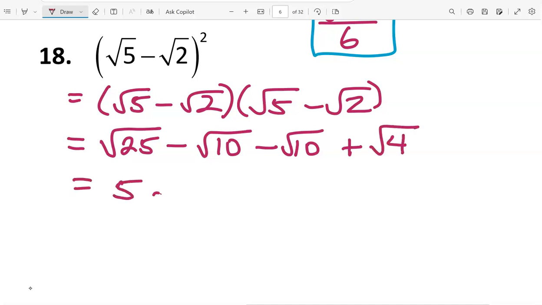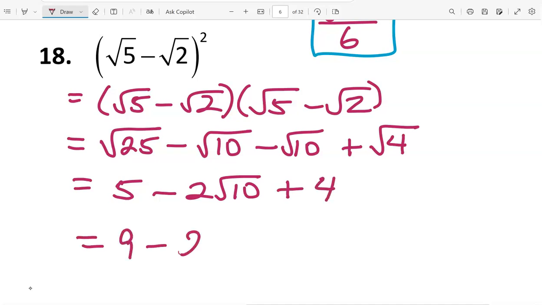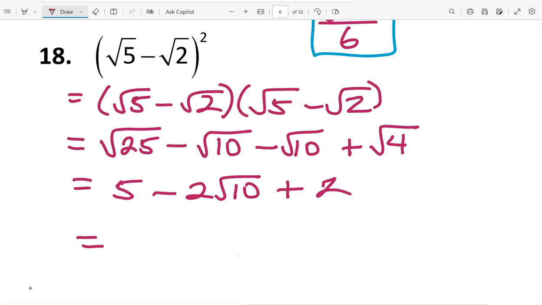So now we have 5 minus, and the two middle terms combine to 2 times the square root of 10 plus 4. So that gives us 9 minus 2 times the square root of 10. Sorry, I made a boo-boo. Let me go back and fix that one. The square root of 4 is 2. And now combine like terms, and we have 7 minus 2 times the square root of 10.